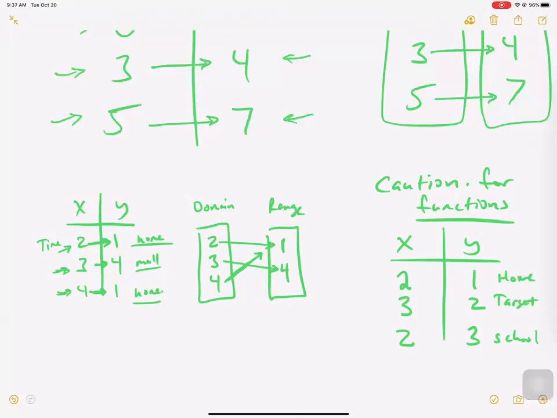Let's see if this makes sense at all. And this is our time. At 2 o'clock, we're at home. Makes sense, right? At 3 o'clock, we're at Target. And at 2 o'clock, we're at school. But didn't you just tell me at 2 o'clock we were at home?